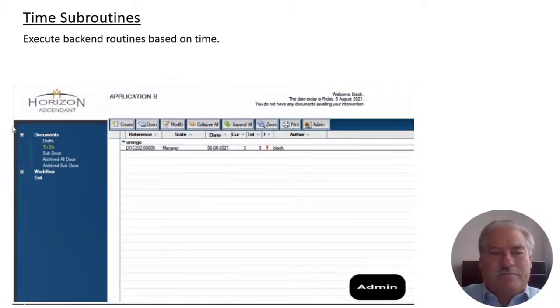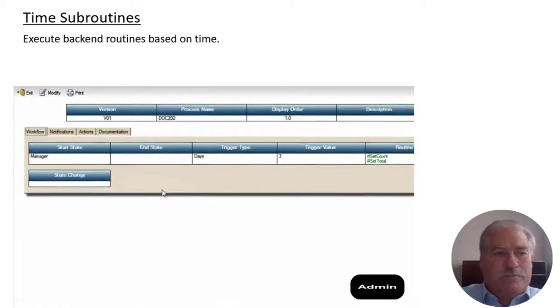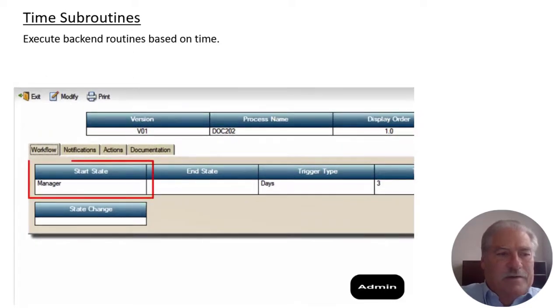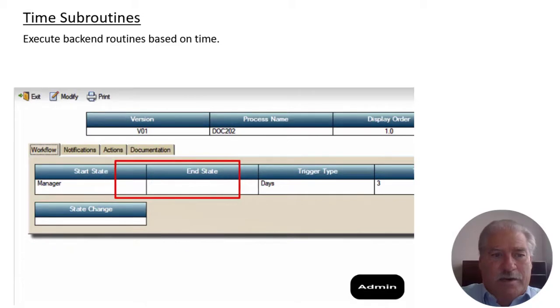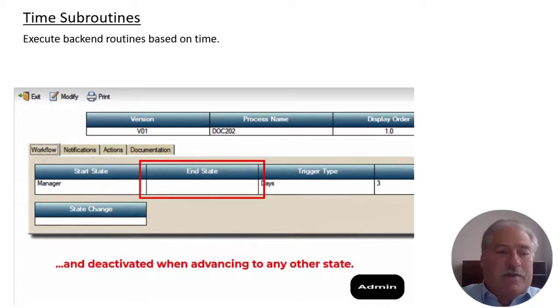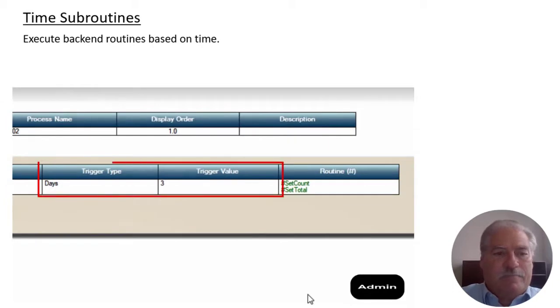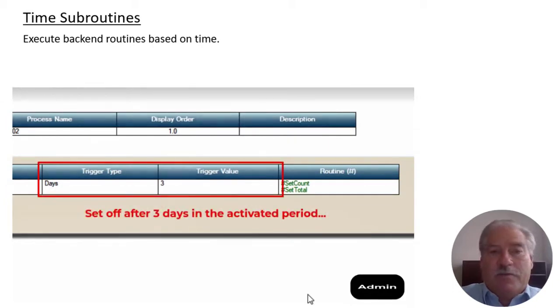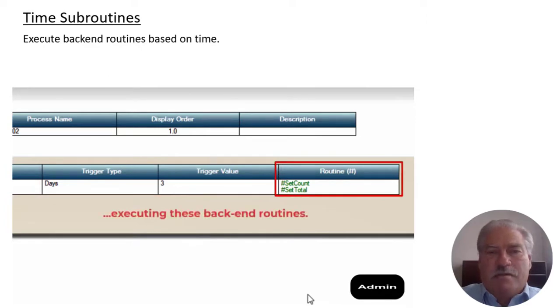So how did we do that? Going into the time trigger documents, we looked at these in detail last week, but just to recap, this is where the time trigger is activated. It is deactivated when it moves outside of any state because none are specified there. As you can see, it's set off after 3 days in the activated period, and these are the routines that are executed.